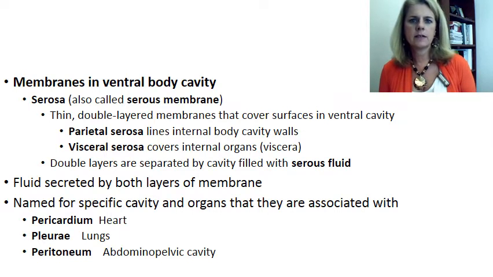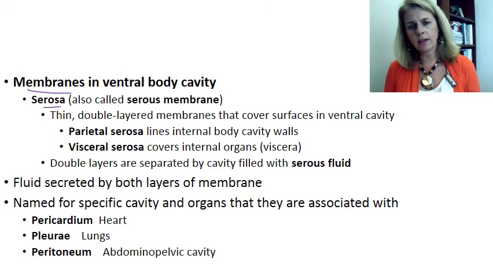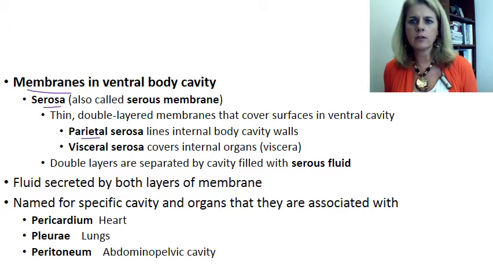So lining these ventral body cavities, you have membranes that are called the serosa or serous membranes. And these membranes are thin, double-layered membranes, and one layer surrounds the cavity and one layer is actually lying on top of the organ. So the parietal membrane lines the cavity. Parietal means wall. And the visceral serosa or visceral membrane actually covers the actual organ. Viscera means organ, so if you eviscerate someone, you've taken out their guts.